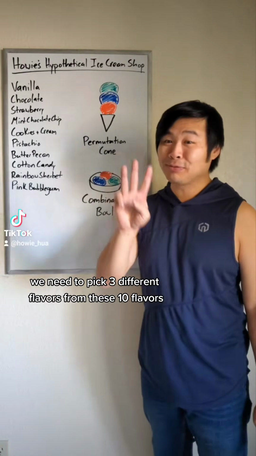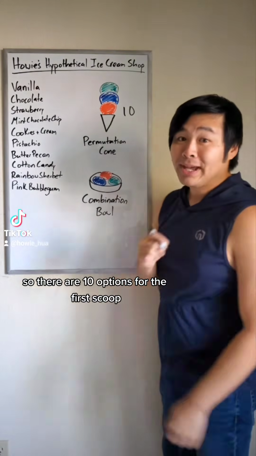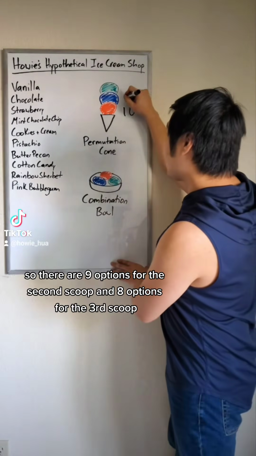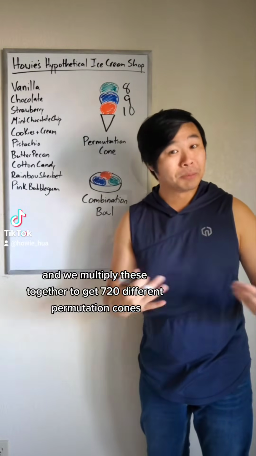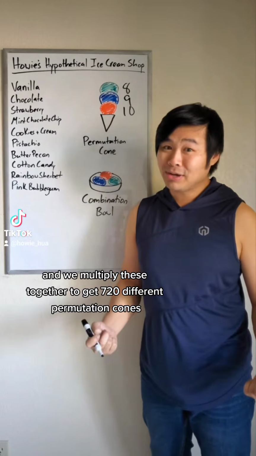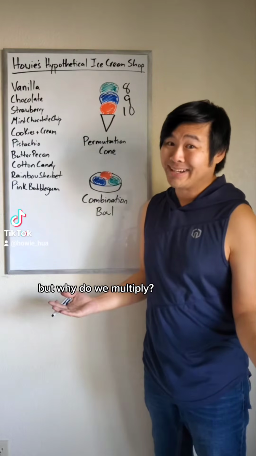We need to pick 3 different flavors from these 10 flavors. So there are 10 options for the first scoop, and we cannot repeat a flavor, so there are 9 options for the second scoop, and 8 options for the third scoop. And we multiply these together to get 720 different permutation cones. But why do we multiply?